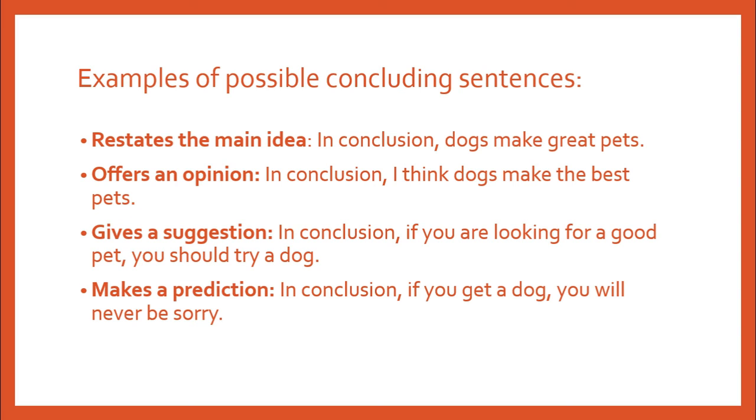When your concluding sentence makes a prediction, you say something that you think will happen, and so you have to refer to future tense with either will or would. An example of a concluding sentence that makes a prediction is, in conclusion, if you get a dog, you will never be sorry. This says what I think will happen if you get a dog as your pet. So you will never have a bad experience with a dog, or you will never regret getting a dog if that's the pet you choose, because dogs are great pets. So these are just a few examples of the different ways that you can use a concluding sentence to end a paragraph.